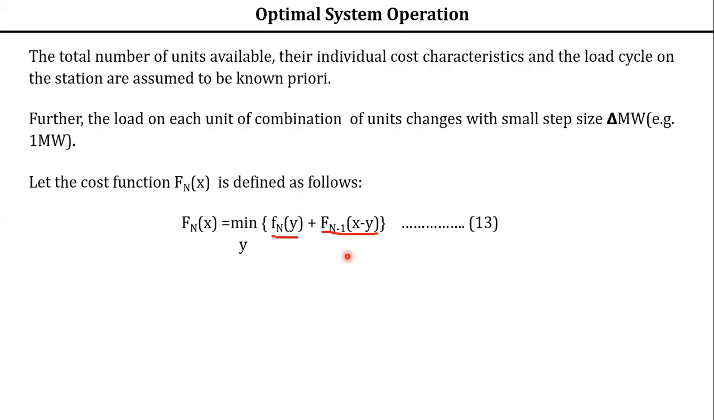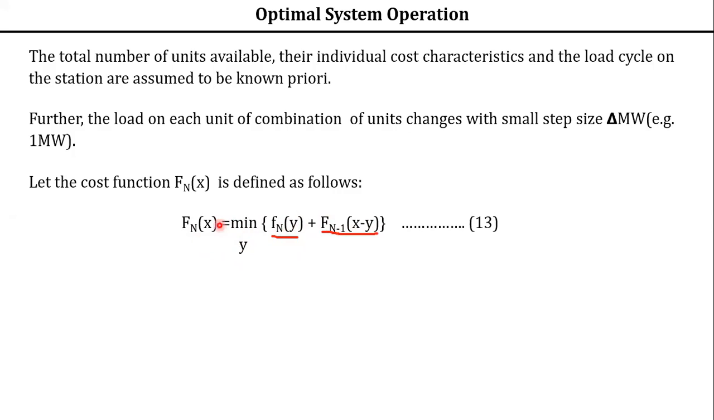Fn minus 1 x minus y, we are having it. Please remember, this is known as your recursive relation. Fn x is equal to the minimum of these two terms, so therefore fn y plus Fn minus 1 x minus y. Among these combinations, which is the minimum value? So which one do you have to minimize? The Y variable. That means this y.